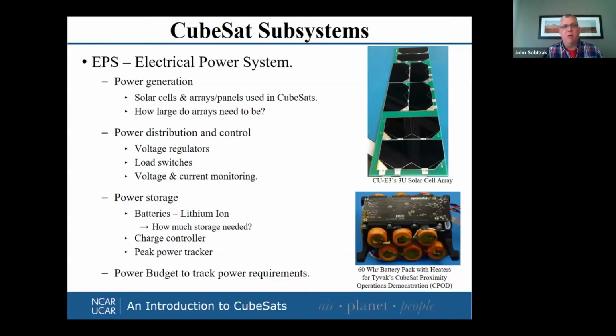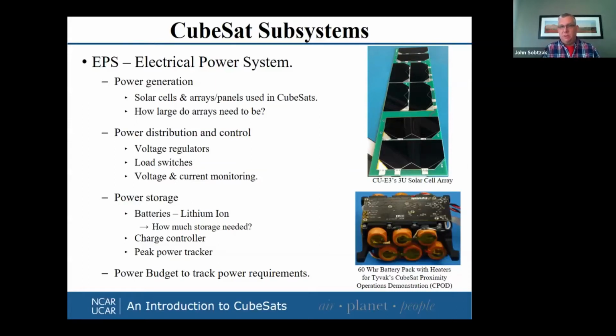Typically, you have a power budget, which is a simple spreadsheet that says how much each subsystem needs and how much power I can generate. And you want to be what they call power positive. Power positive means you're generating more power than you are using, so you can charge the batteries up, etc.